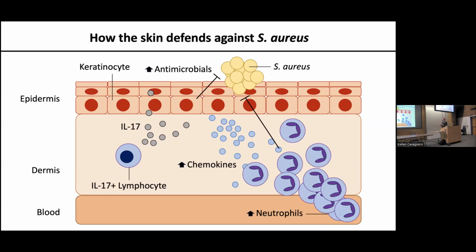Now, if you talk to an immunologist about how the skin defends against Staph aureus, these are the three major cell types you're going to hear about: keratinocytes, neutrophils, and lymphocytes. However, there are a lot of other cells in the skin that may contribute to defense, and an opportunity to advance treatment may come from more research on these other cell types.